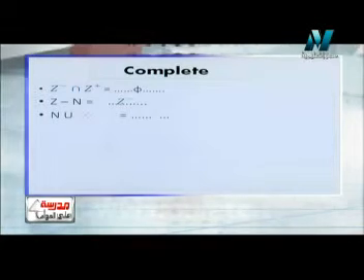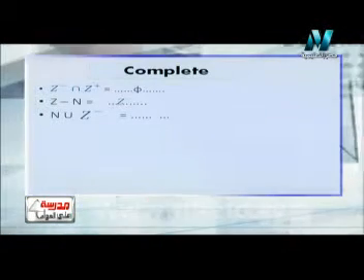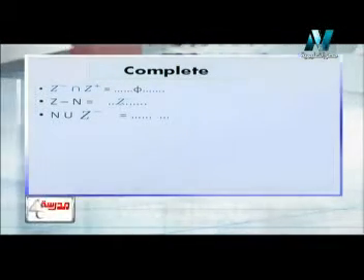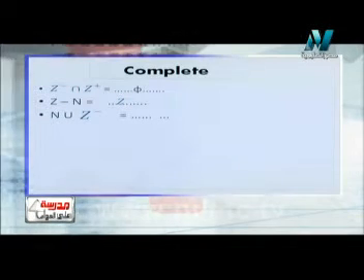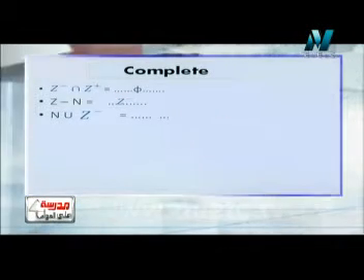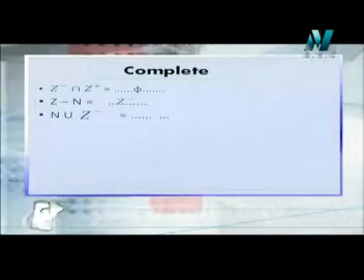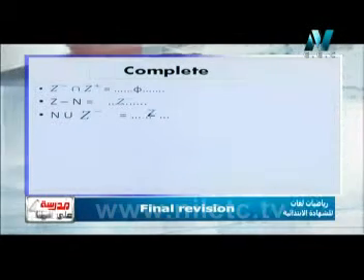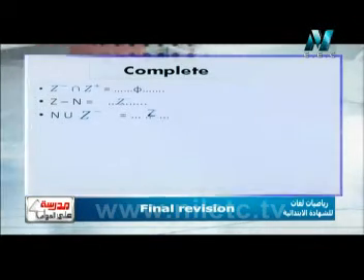The third one: N union Z negative. Union, we will take all elements in N and Z negative without repetition. The answer will be Z, all of the integer numbers.